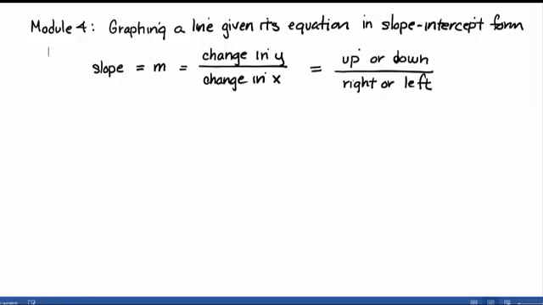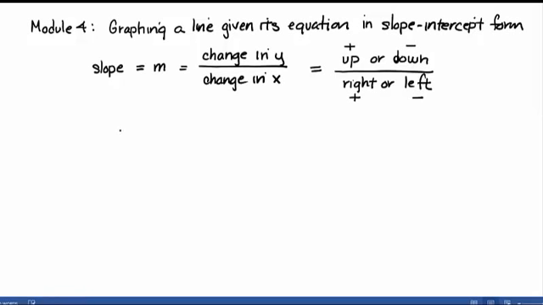Okay, so if my numerator is positive, I go up. If it's negative, I go down. If the denominator is positive, I go right. If it's negative, I go left. So I'm going to explain one more concept to you before we start actually graphing lines.